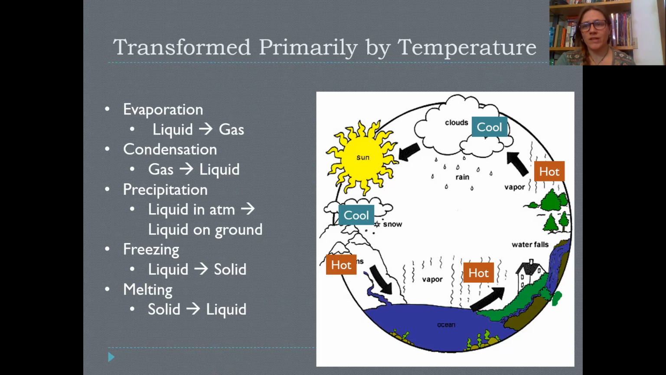Precipitation is the movement of a liquid or solid form of water from the atmosphere down to the ground. We can melt snow and melt ice, moving from a solid form to a liquid form. So all of these are different ways that water is being transported around. And in many cases, they're being driven, again, by these differences in temperature.